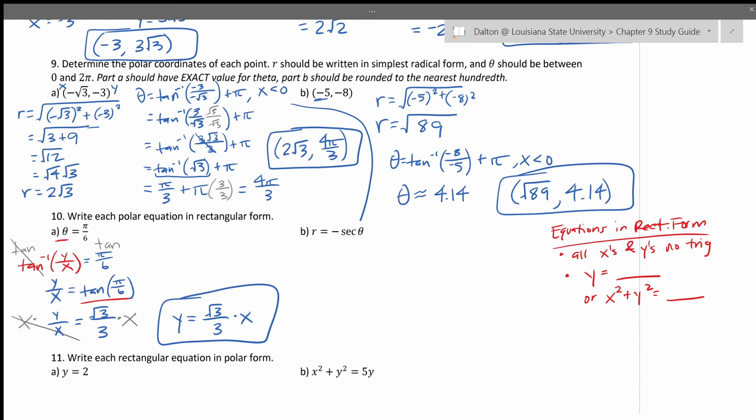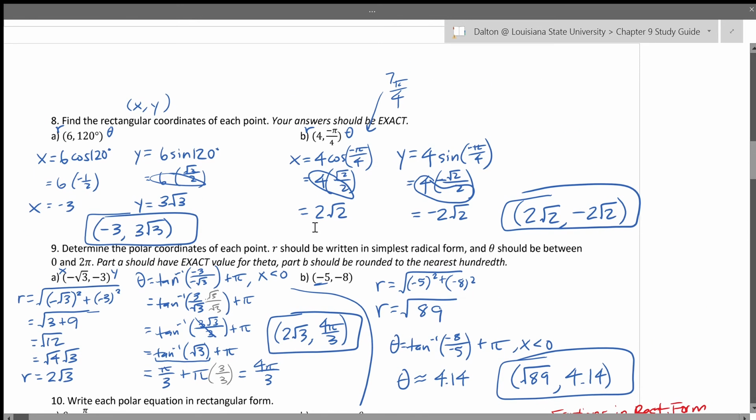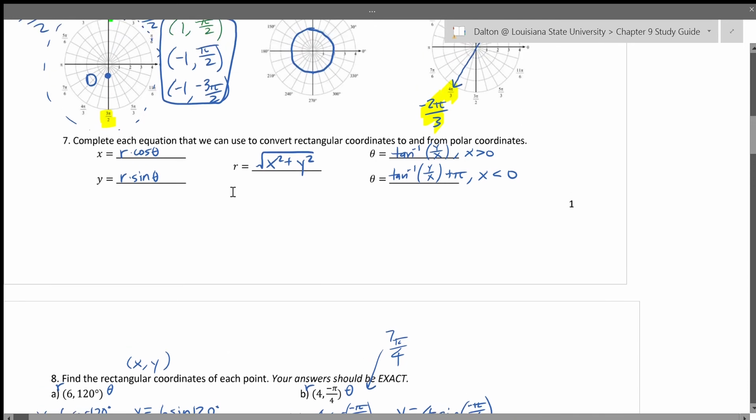Part B, I've got r equals negative secant theta. So you have a couple options. You could notice r, right? Secant is not in any of the equations. You could notice r and say, okay, what can I plug in for r? Well, I could maybe solve one of these for r and plug in x over cosine or y over sine. I maybe could rewrite it as the square root of x squared plus y squared.